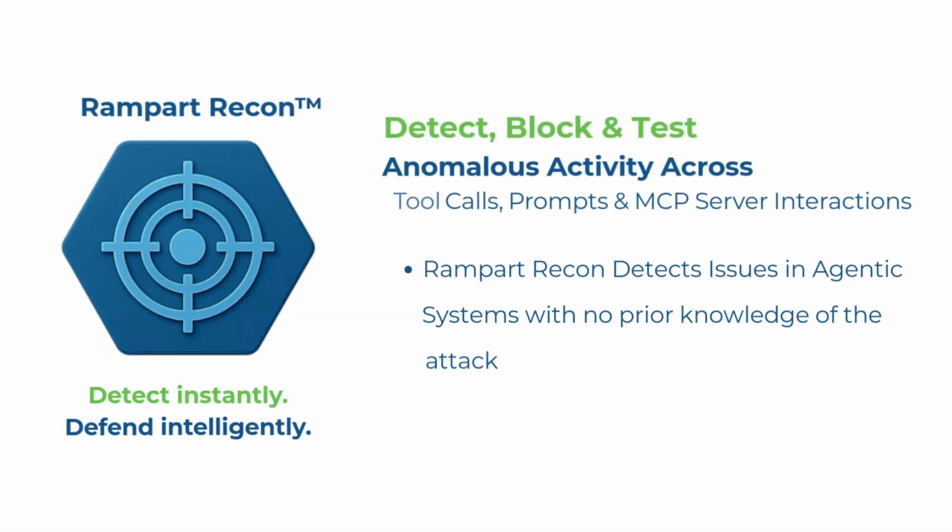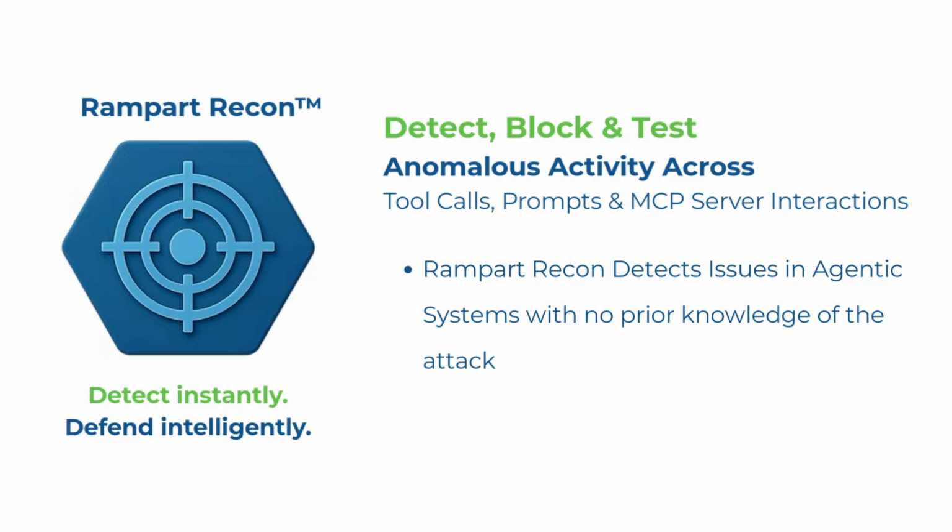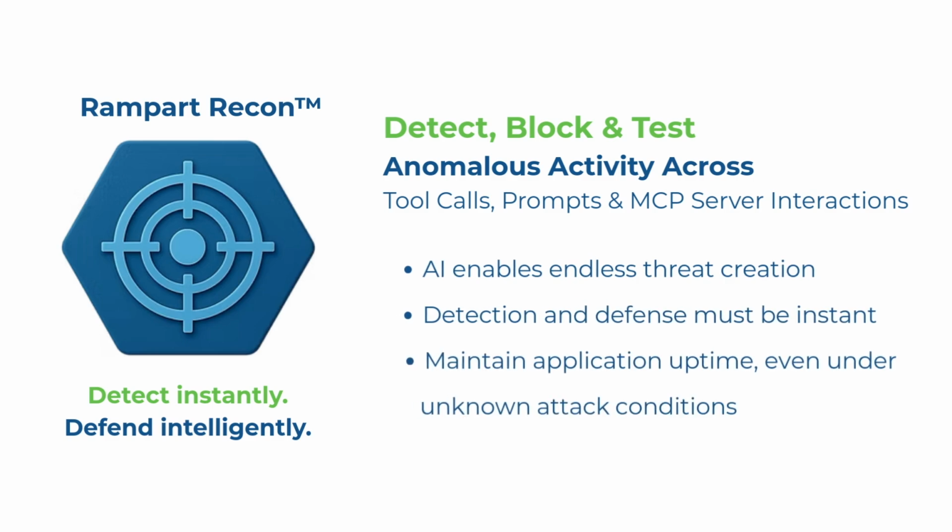As you saw, Rampart Recon detects issues in agentic systems with no prior knowledge of the attack. This is critical because new attack techniques can be created easily, and defenses must respond at machine speed, rather than relying on generic enterprise-wide guardrails. Rampart's superpower is its deep understanding of the application as a whole. It can accurately identify abnormal activity at machine speed and keep your application running through unknown attacks.